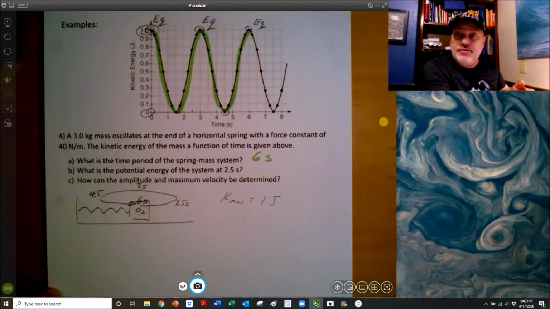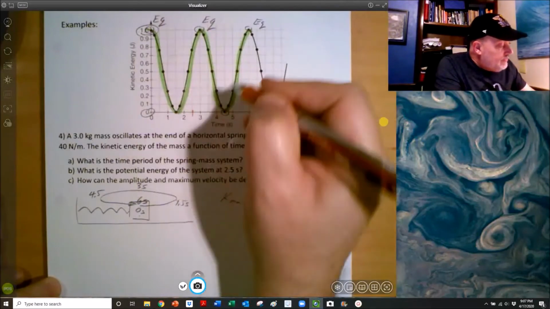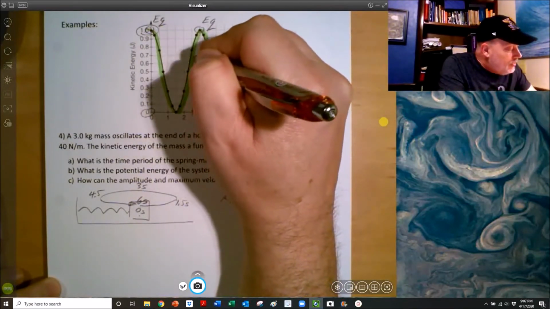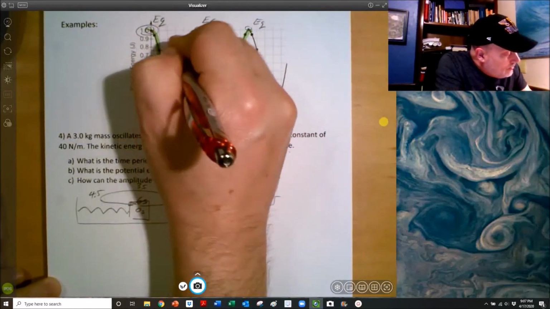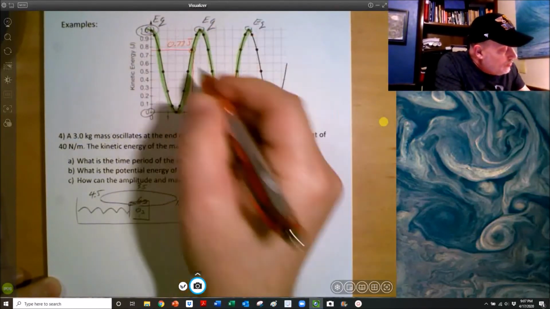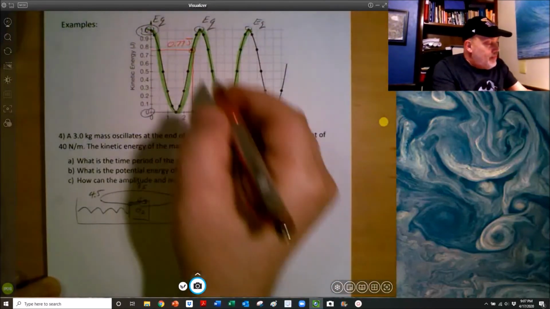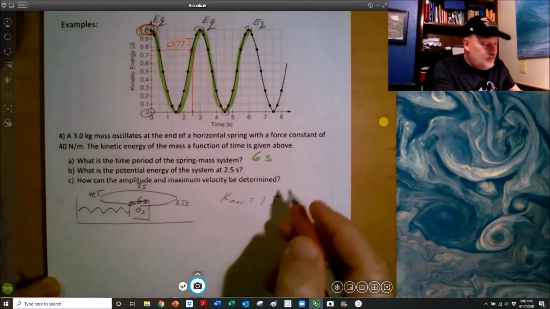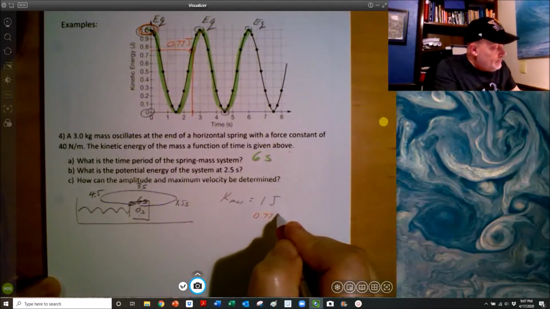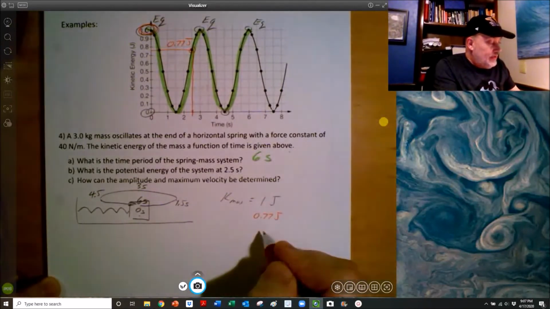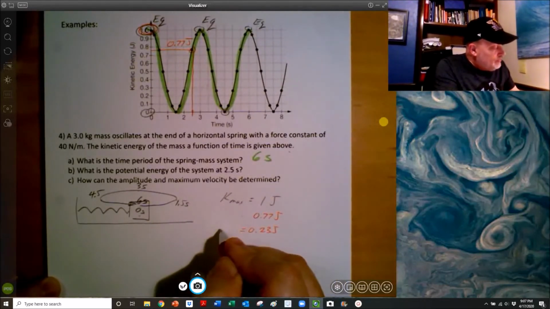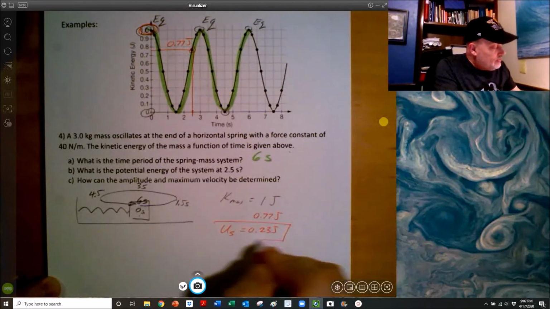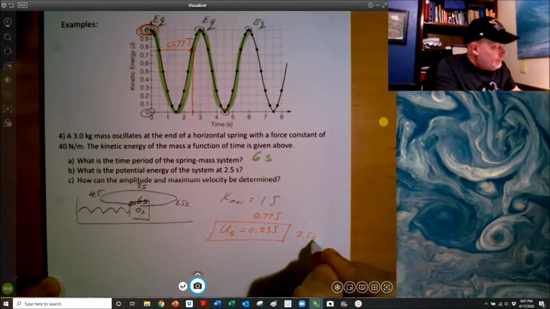So part B asks us, what's the potential energy of the system at 2.5 seconds? So 2.5 seconds is here, so I'm going to go up, and it's that dot, and I go over, and that looks to be about 0.77 joules. Well, we know the maximum right there is 1 joule. So if I subtract 0.77 joules from this, that's going to leave me with 0.23 joules, and that must be the spring potential energy at 2.5 seconds.